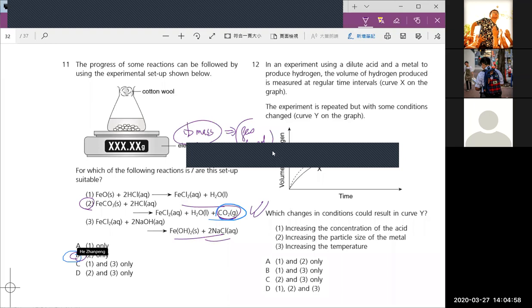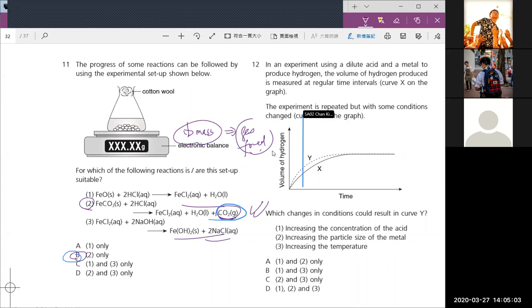Take a look at question 12. So once again, take a look at the graph, right? Before and after, you consider mole here and you consider rate here. What change in the condition results in the curve Y? The question is excess acid added to a metal. So Y will have a faster rate. Faster rate, so concentrated acid is related to this. Increasing the temperature is also related to this.